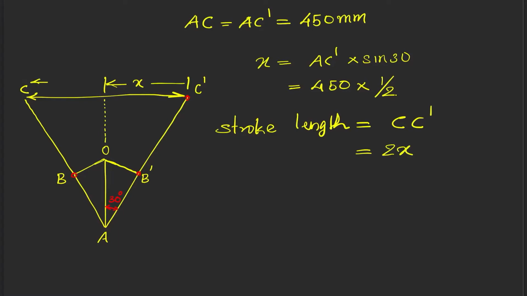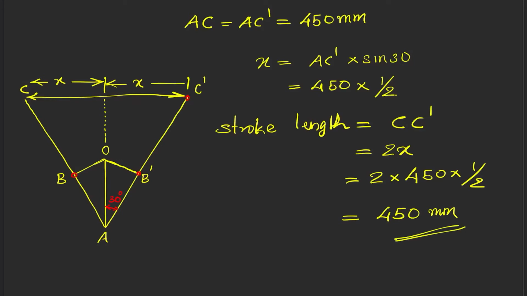So that this distance is also x, and this will be equal to 2 into 450 into sin 30, which is 1 by 2. So if you are simplifying this one, you will be getting the stroke length as 450 mm. So this is the answer for the third part.